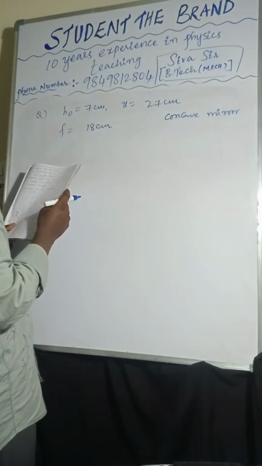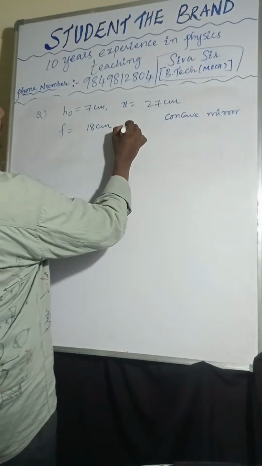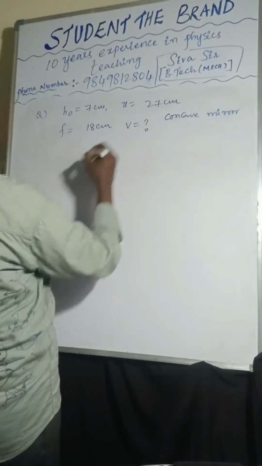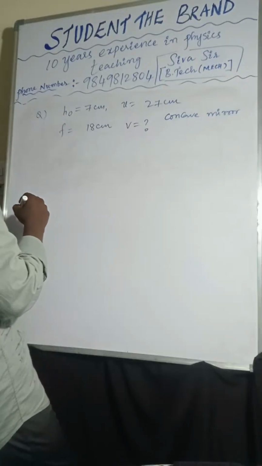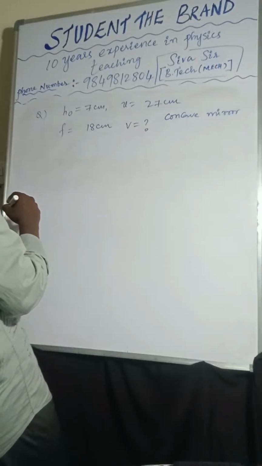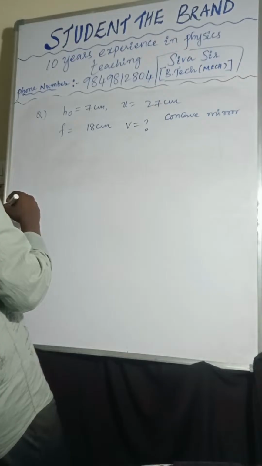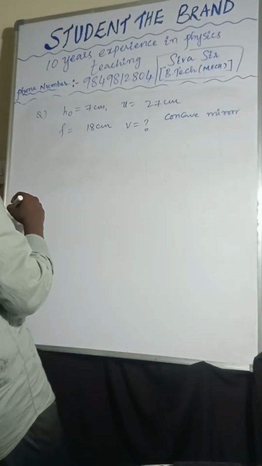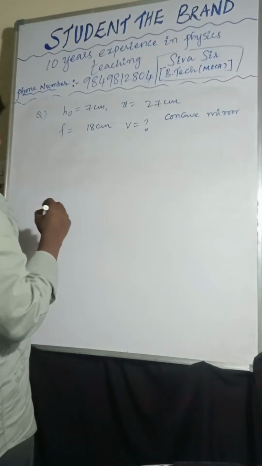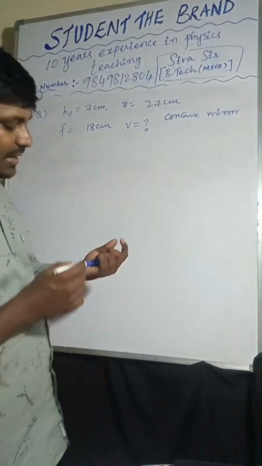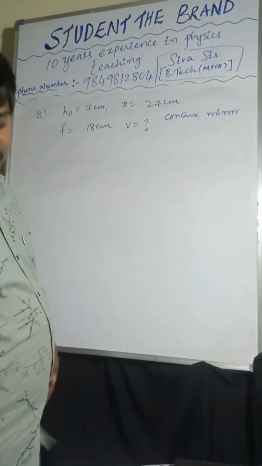Okay, so show that focused image. So image we have to find out. Here they asked the image distance: at what distance from a mirror should a screen be placed so that a sharp focused image will form. This time they are asking only about image formation. So now we will see.